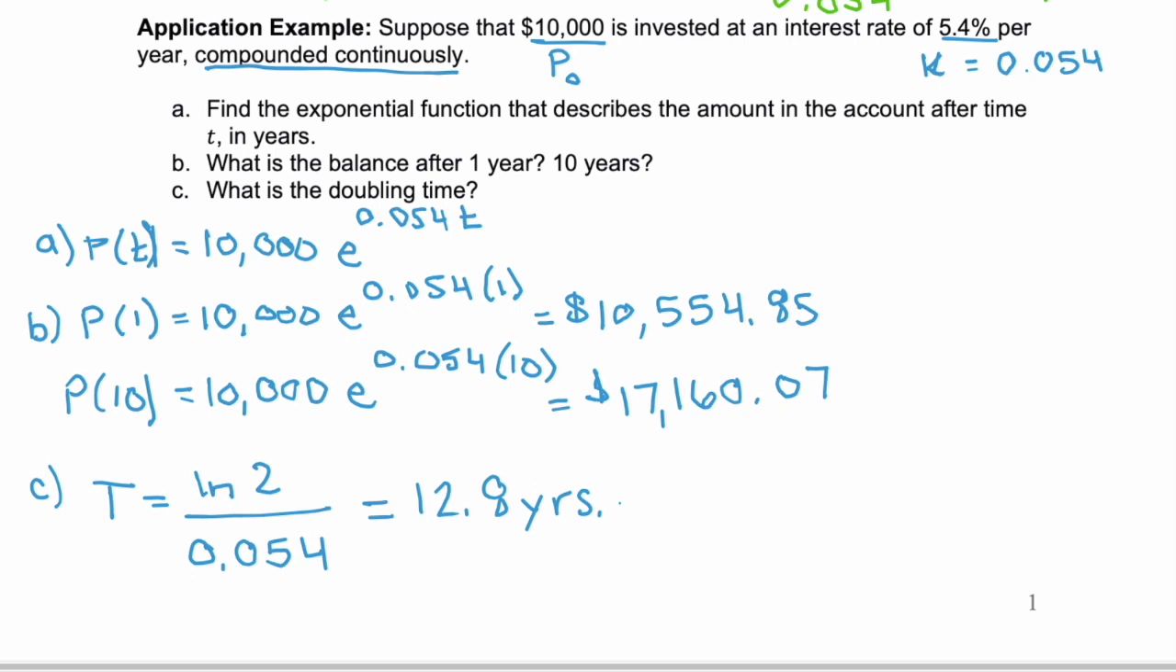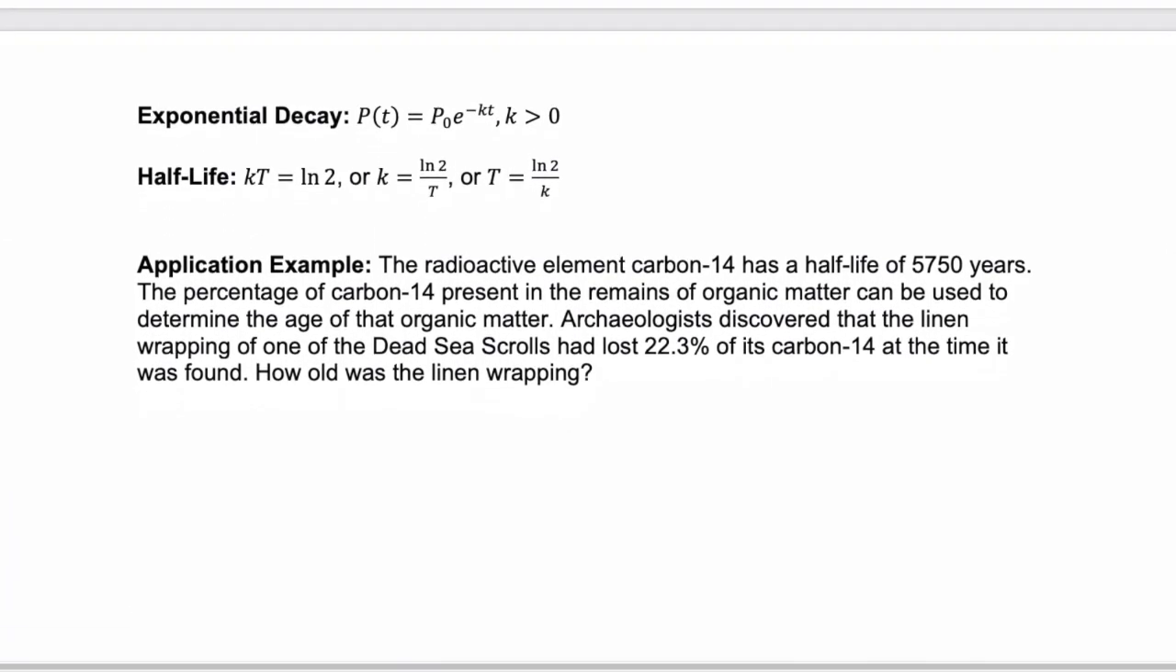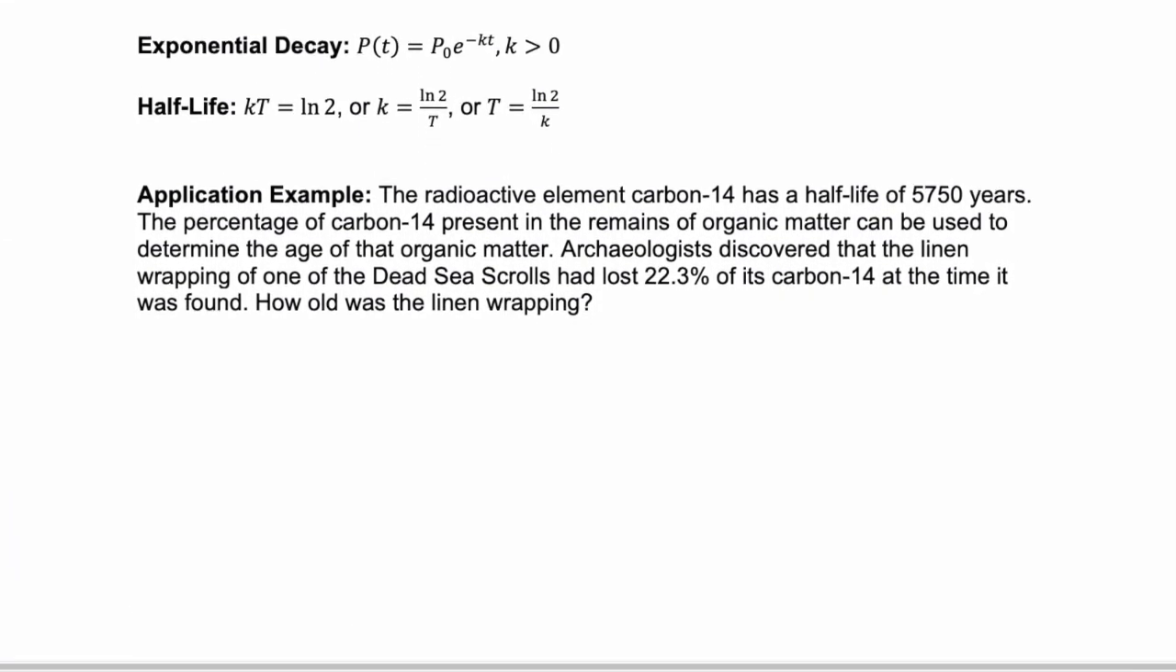So those were two examples of exponential growth. One with a population growing exponentially, and the second where we have an investment that's compounded continuously. Our next example is exponential decay. And notice that the function looks very similar to exponential growth. The only difference is that we have a negative exponent. And look, the half-life is found with the exact same formula as doubling time.